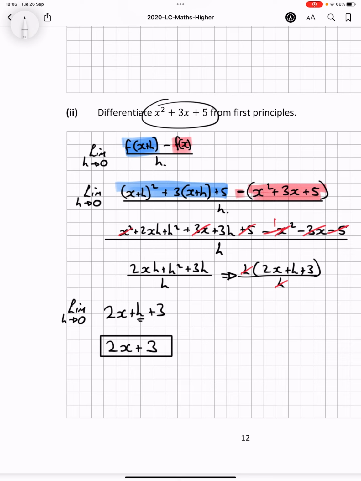They did not want you just to differentiate by rules. They wanted you to work it out by first principles. You get 0 marks if you just give the answer.